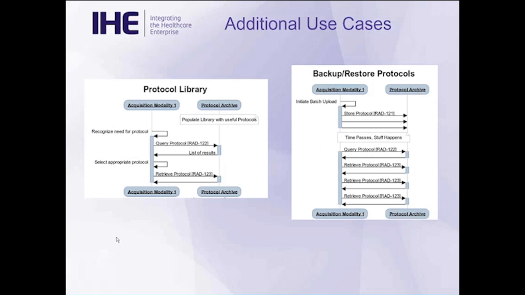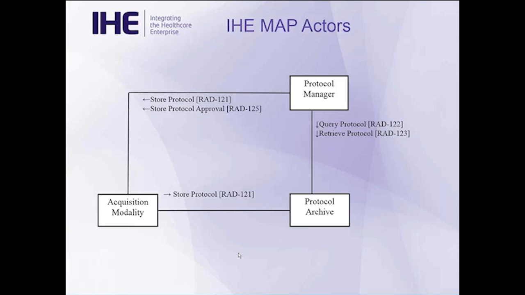There's another few use cases you may want to think about. Having the archive would let you set up a protocol library. On a given scanner, for example, let's say you've got 3 of that scanner and you don't normally do complex interventional protocols in room 3. From room 3, you could query, find a list of protocols in your library and pull over an appropriate one so that you could run it. Similarly, you could back up and restore protocols by pushing them off to PACS and then pulling them back later. This may be helpful during certain migrations or upgrades.